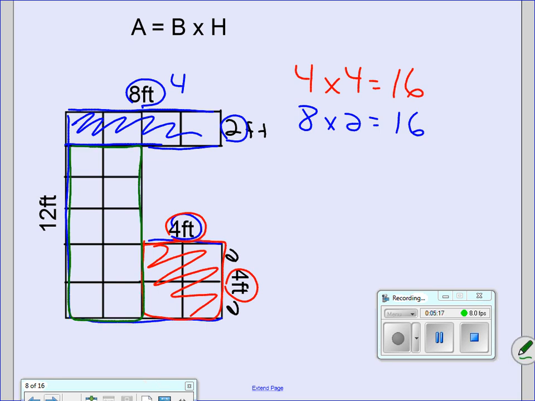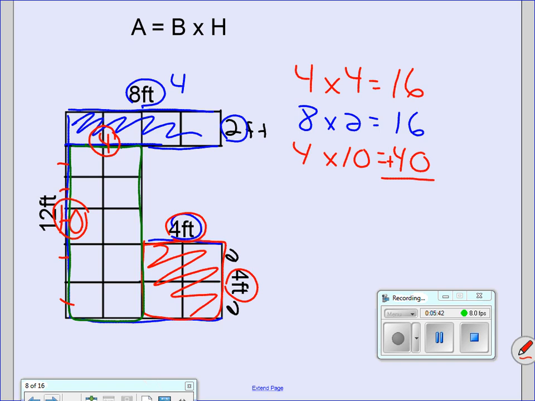I'm going to have to write the dimensions. I have 2 squares. Each square is worth 2, right? So this part right here is worth a 4. And then how many squares do I have here? 1, 2, 3, 4, 5. 5 times 2 is 10. So then I'm going to go 4 times 10 equals 40.